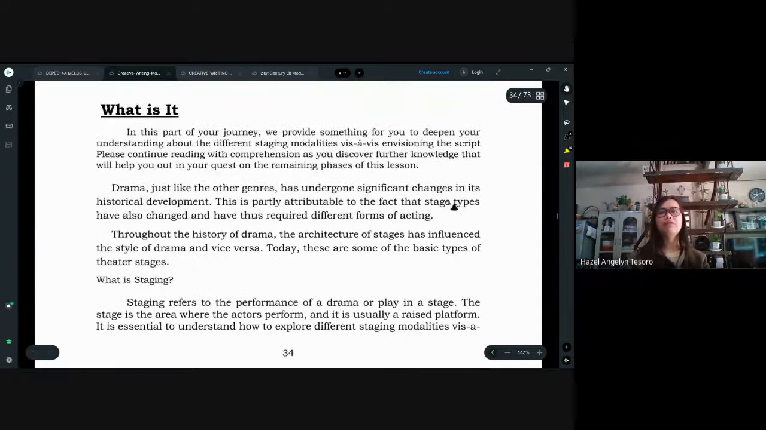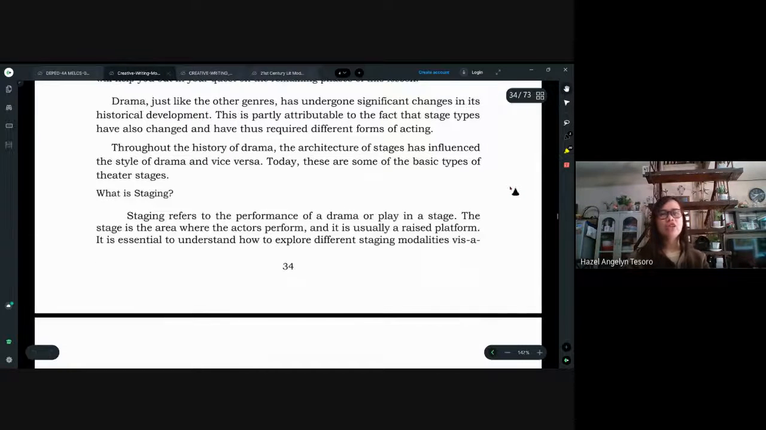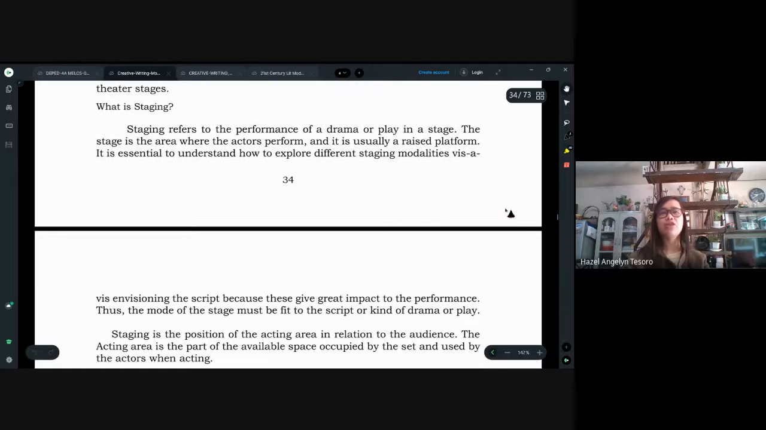So in this part of the journey, this is to deepen your understanding of the lesson. Now, there are paragraphs here about drama and staging. Staging is a very important aspect of creative writing because that tells you how the characters are gonna stand in the stage, because here you're going to write a play already. So we're far off from the poems and the short stories. Now we're creating a play. And writing a play is like writing for a larger audience because that's meant to be acted out by the characters. So we have the basic types of a theater stage.